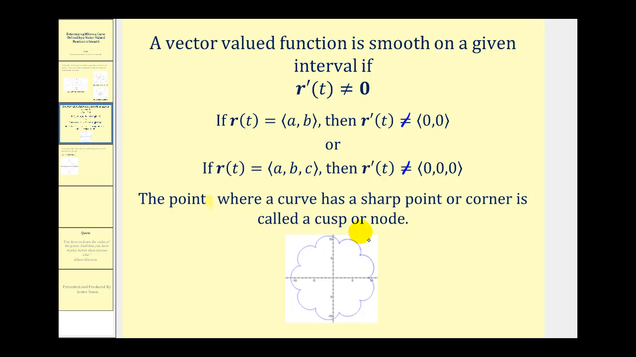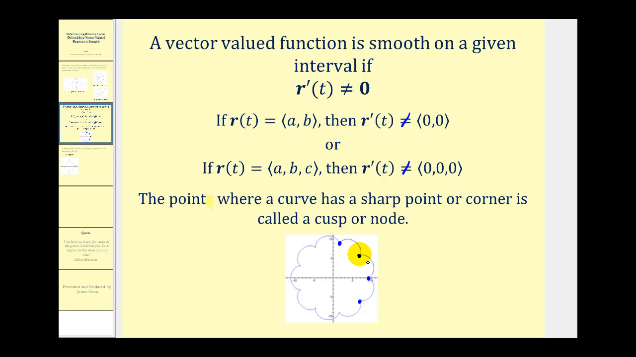The point where a curve has a sharp corner or point is called a cusp or a node. So looking at this curve here, you can see there are several places where this curve has a sharp point or corner, as we see here, here, here, and so on, and these are called cusps or nodes. And these will occur where each component of the derivative of the vector valued function will equal 0. And anywhere in between these values it would be smooth.